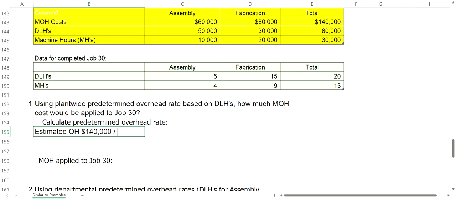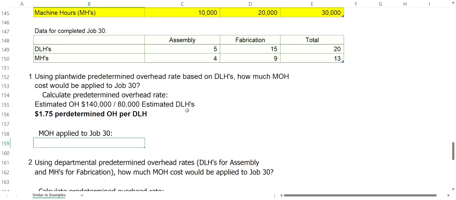and I want to divide it by my estimated activity. Now here it says use direct labor hours. If I look up here at my chart, my estimated direct labor hours total 80,000. So I'll say 80,000 estimated direct labor hours. Okay, divide that out and you come up with $1.75 is my predetermined overhead rate per direct labor hour.